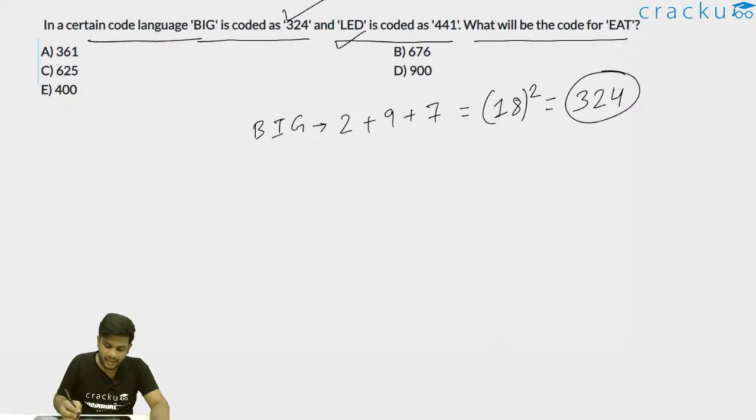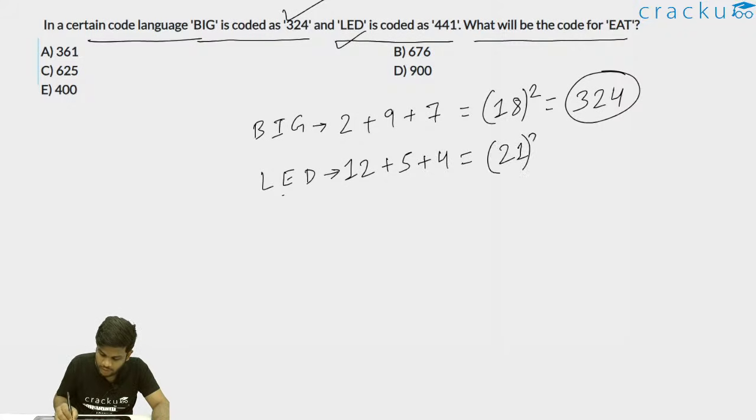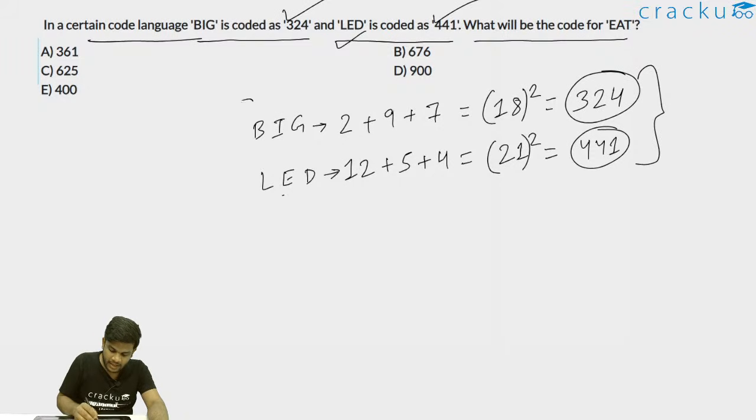Similarly for LED. L is the 12th letter, J is 10th. So after J, it is K and L. So L is 12th, E is 5 and D is 4. So it is 21. So again, when we square 21, we get 441, which is the same as given here. So it means that we have to follow this pattern to find the code for EAT.